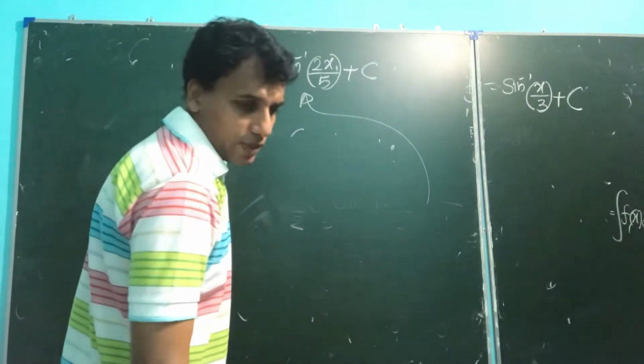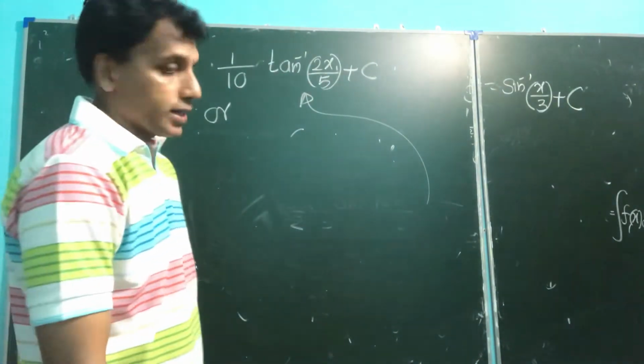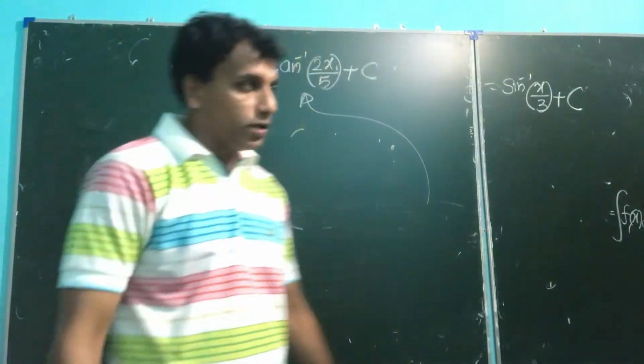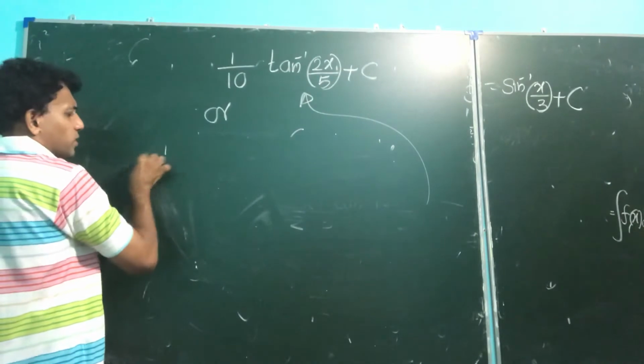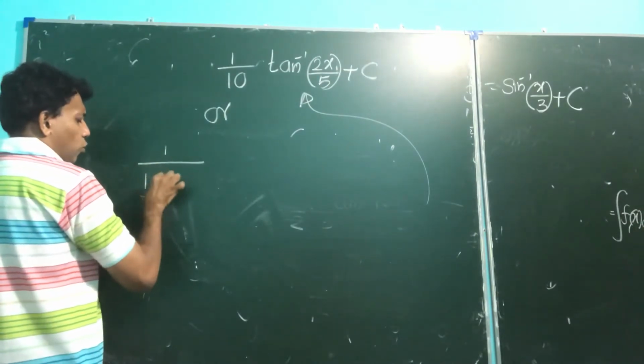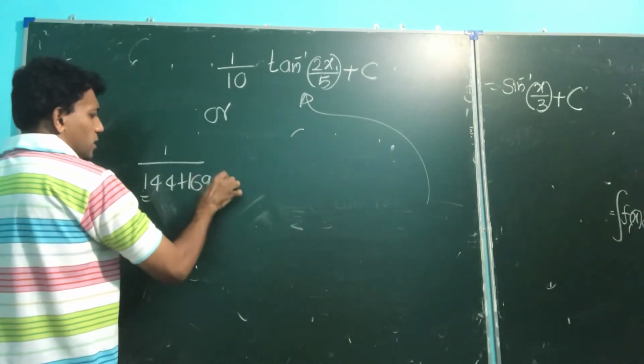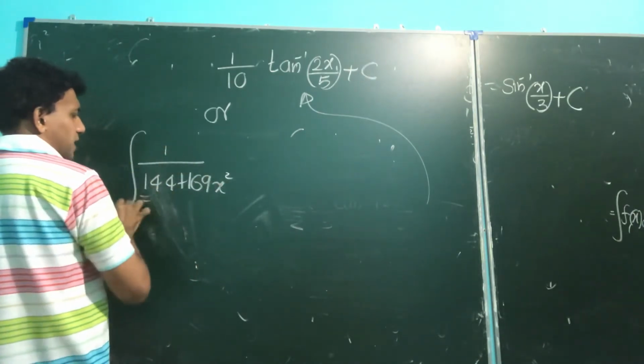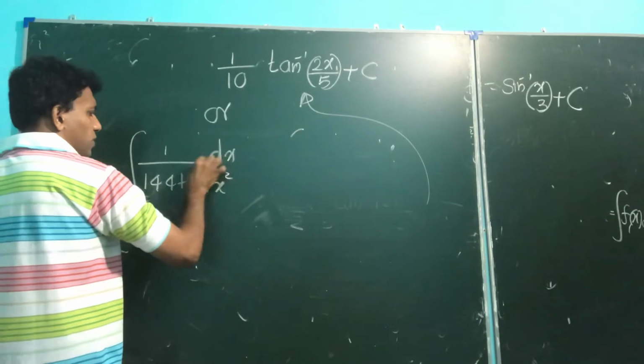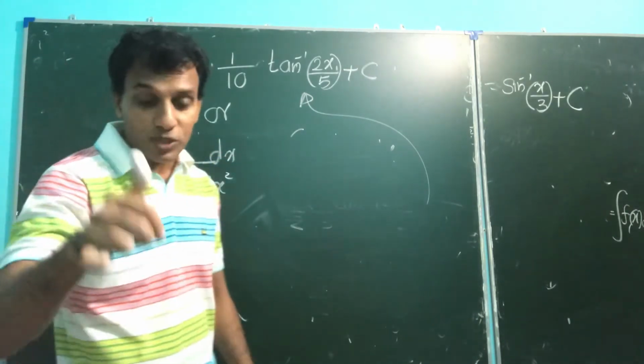Another example, we say, the integral of square root of 1 over 144 plus 169x square dx.